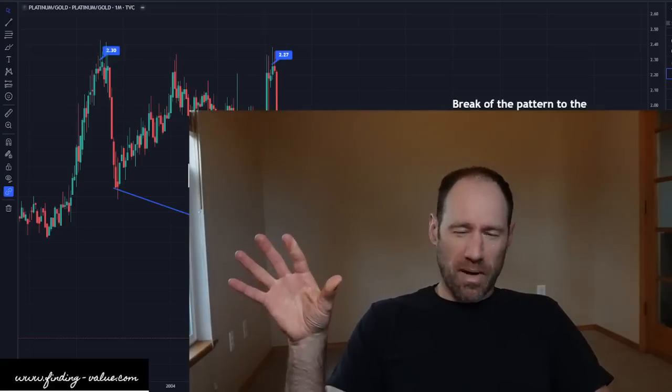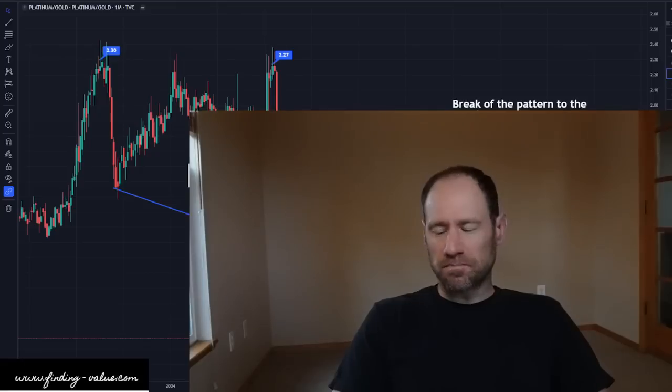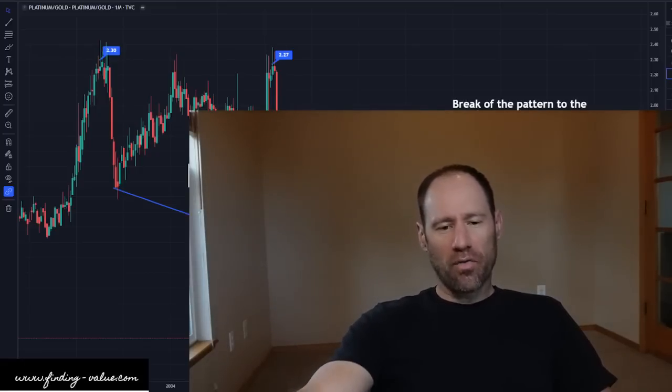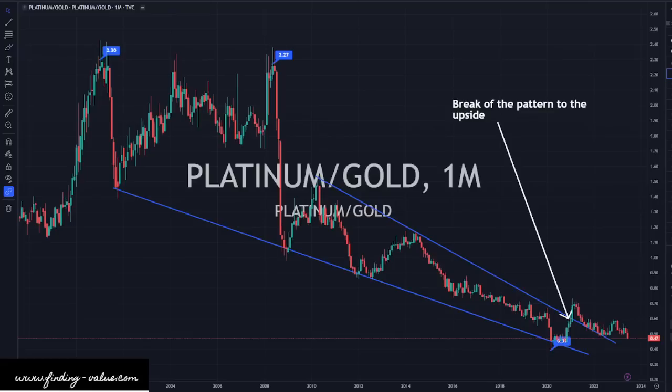So we'll look at a bunch of different commodities here. We'll look at some of those ratios as well, stocks versus commodities, and see how they're performing over the short term, short to medium term.